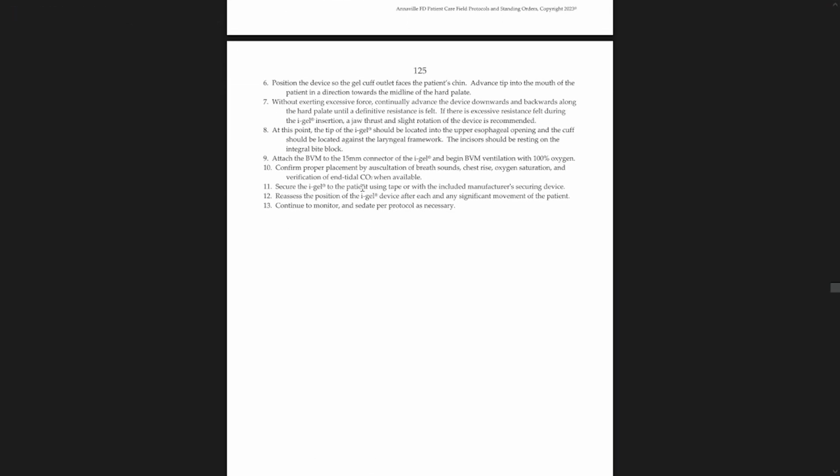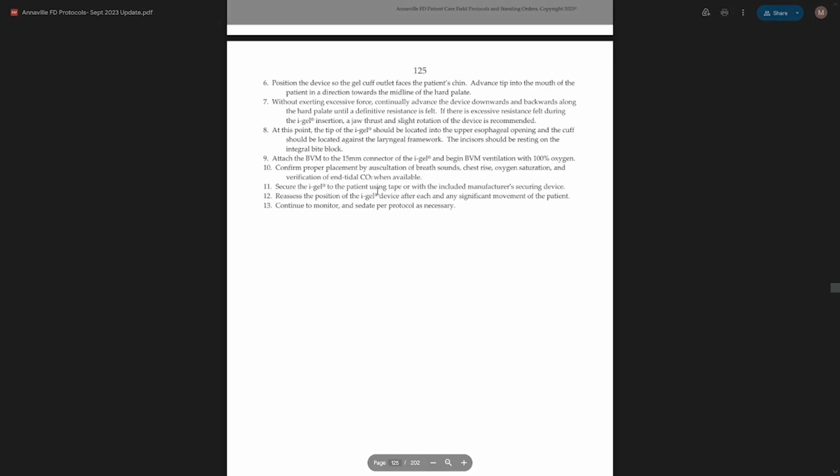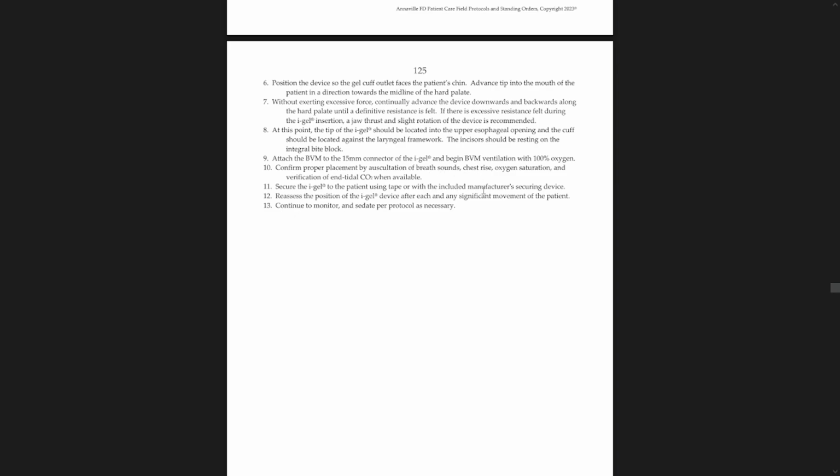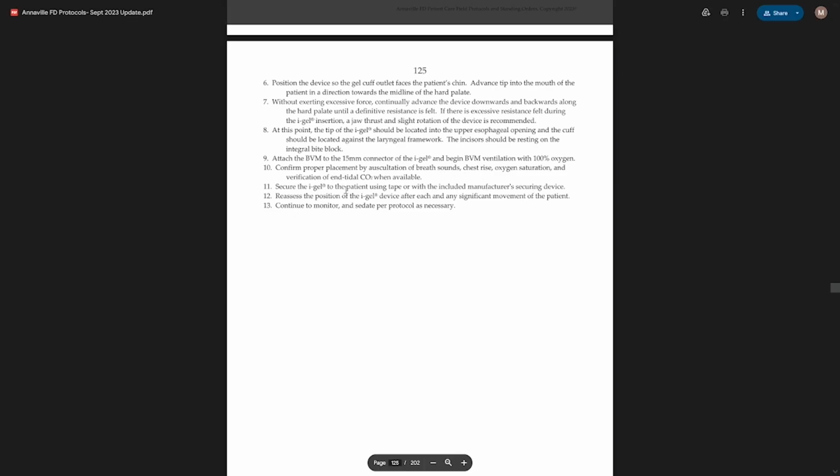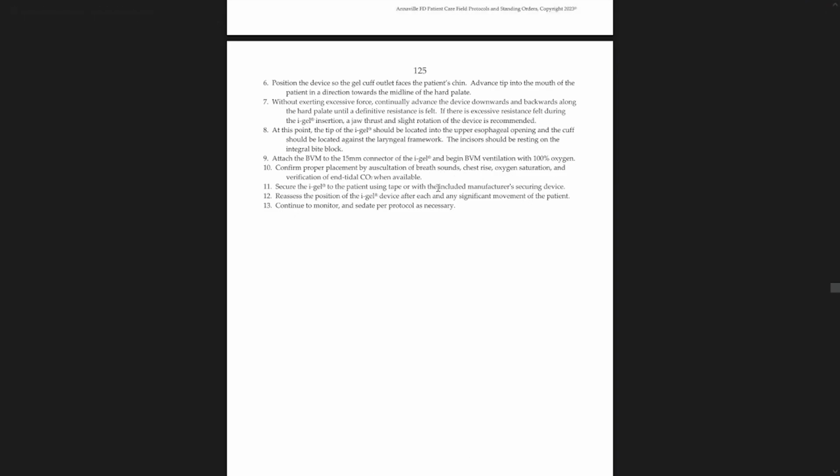Secure the i-gel to the patient using tape or the manufacturer's included securing device. Reassess the position of the i-gel device after each and any significant movement of the patient. Continue to monitor and sedate the patient per protocol as necessary.